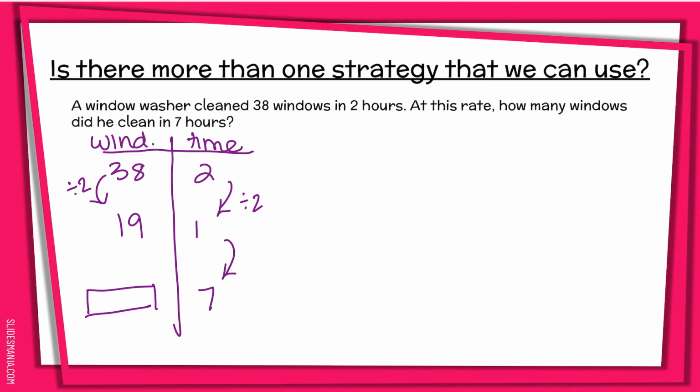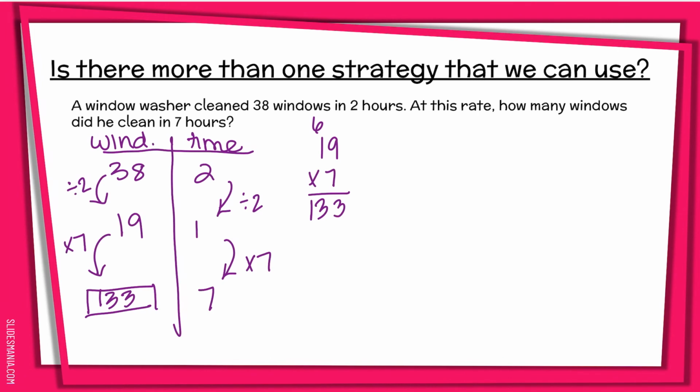So to go from 1 to 7, I'll simply multiply by 7. And so then 19 times 7, I'm going to come over here and do my work. 7 groups of 9 is 63. 7 groups of 1 plus our 6 is 13. So I can wash 133 windows in 7 hours.